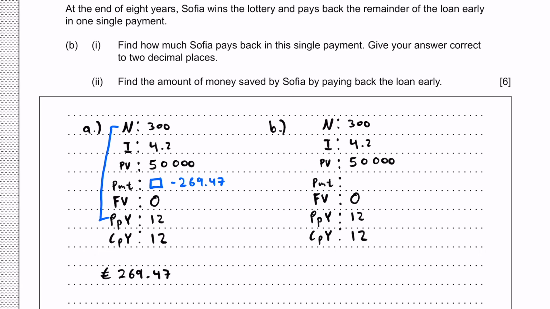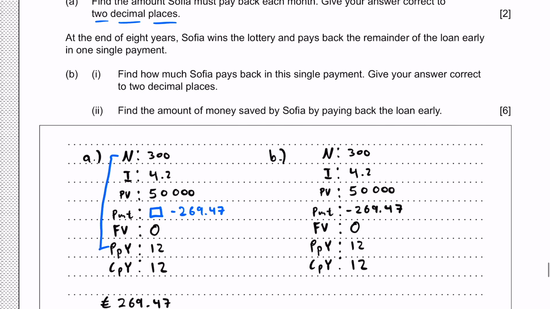Payment, we actually know how much she's paying each month. She's paying negative 269.47. But what do we want to find out? She wins the lottery at the end of 8 years. So how much is left on the loan? What's the final value after 8 years?